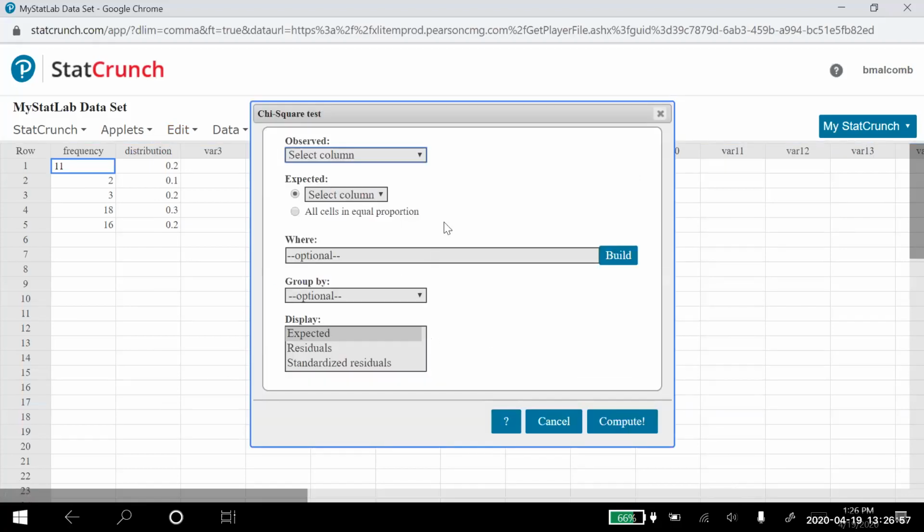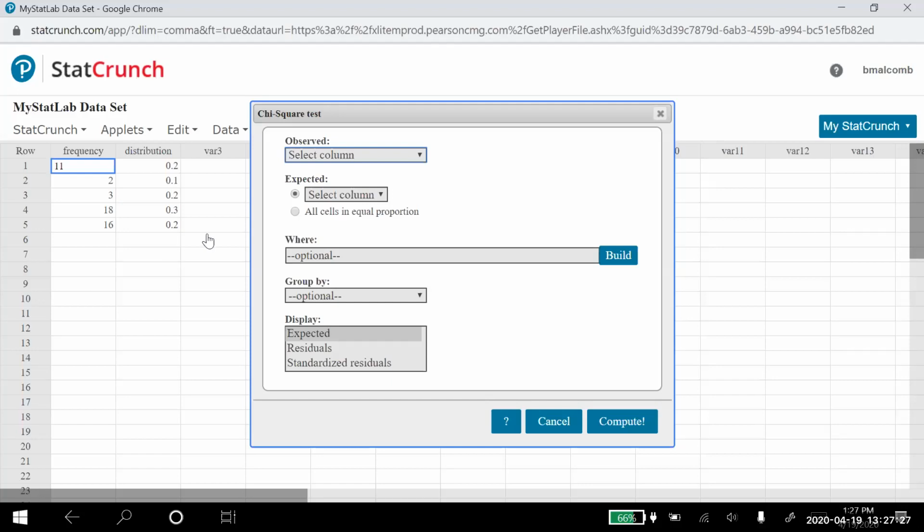Now notice this one's different than the last problem. In the last problem, we wanted to know if all the days were equally likely. This time, we're looking at this distribution over here, where the first one would be 20%, the next one 10%, the next one 20%, the next one 30%. So in fact, we want to know if our frequencies over here actually match this given distribution. Not all equally likely, because those are all different numbers.